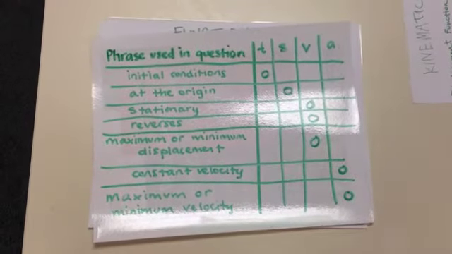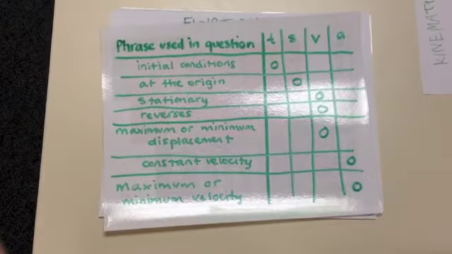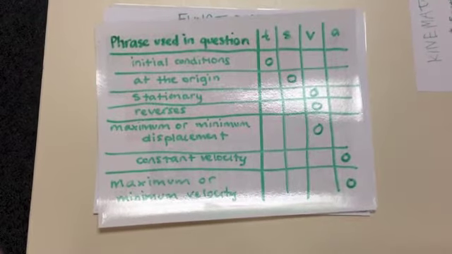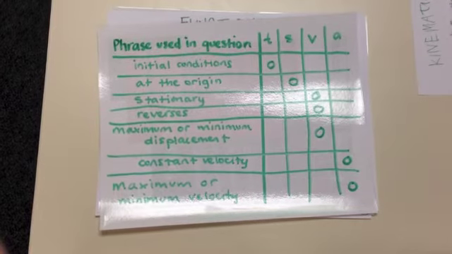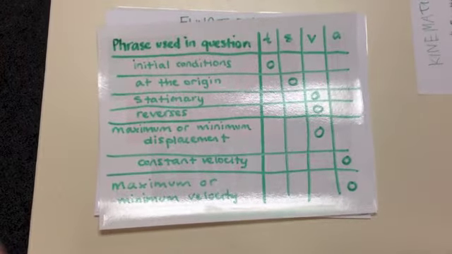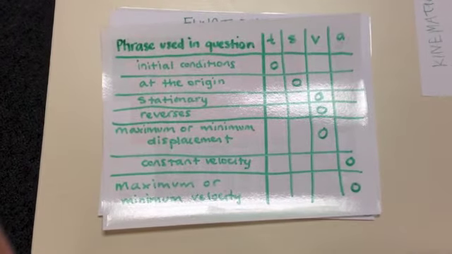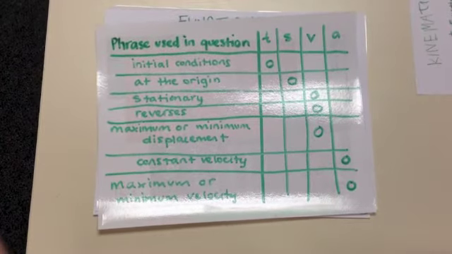Here are some phrases you might see used in questions. If you are asked to find the initial conditions, remember that t is equal to 0. At the origin, the position is equal to 0. If an object is stationary, velocity is equal to 0. If an object reverses, velocity is equal to 0. If you are being asked to find the maximum or minimum displacement, velocity is equal to 0.